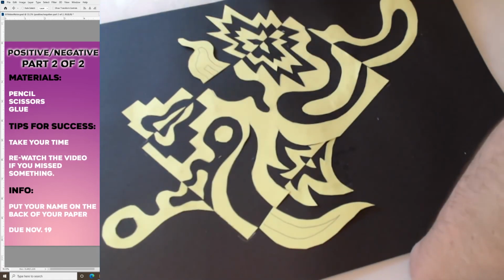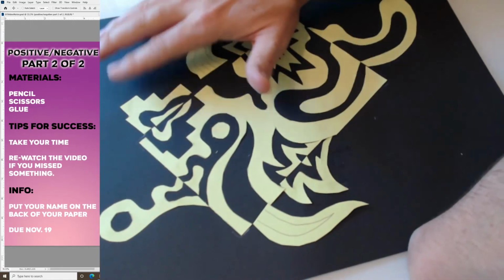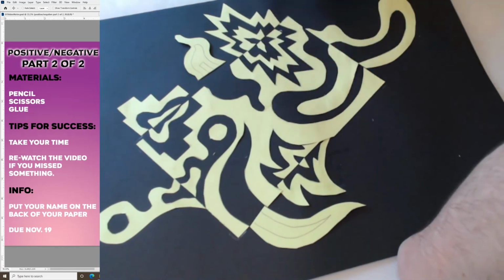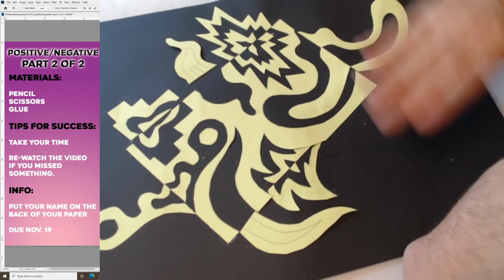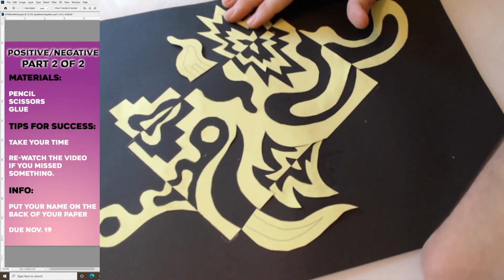Anyways, that's it for this. Glue carefully. Don't use too much glue. Very carefully erase any pencil lines you have. Make sure your name's on the back of your paper. When it's finished, bring it to school and turn it in.